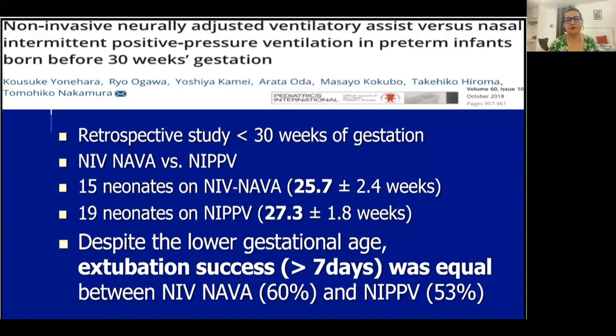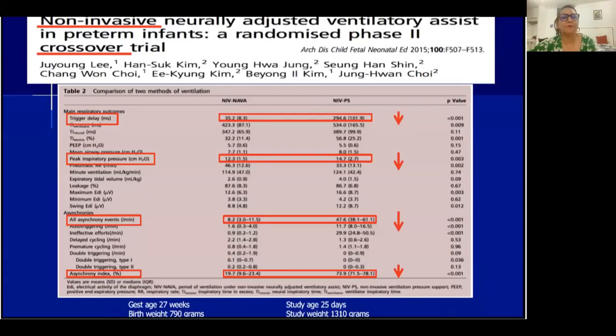But in spite of the fact that they were smaller gestational babies, the extubation success beyond 7 days was equal between NAVA and NIPPV, around 60% and 53%. So the extubation success rate was almost similar. Then there was another study, a randomized phase 2 crossover trial, which showed that NAVA had a lesser trigger delay, a lesser requirement of peak inspiratory pressure, less time on asynchrony, and the asynchrony index was much lower as compared to those on NIV pressure support.